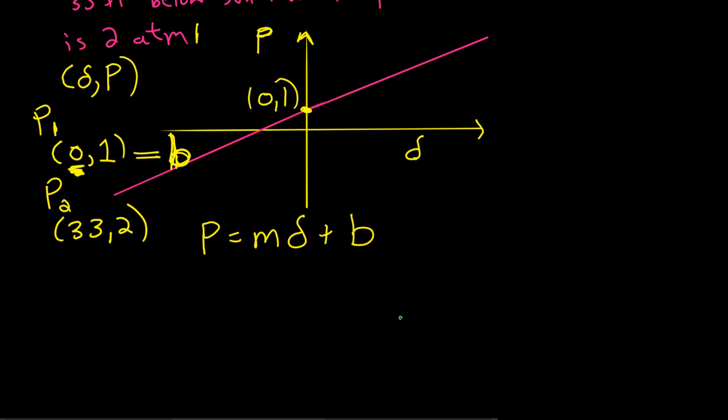And with it being y equals mx plus b, what's my y-axis? P for pressure. What's my x-axis? D for depth. So we found our b. If our x value or depth value is 0, then our pressure value is 1. So we're going to have a plus 1 at the end here.